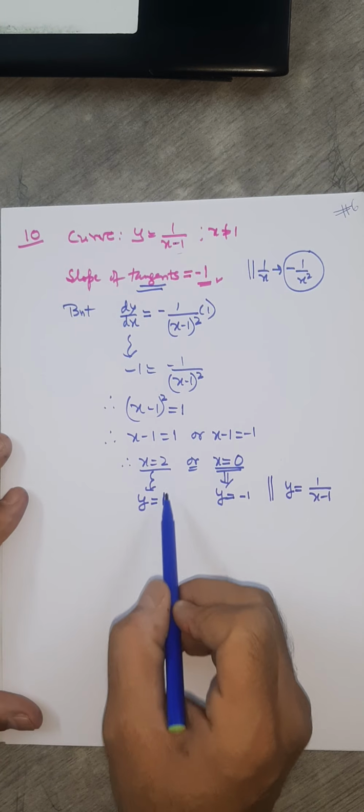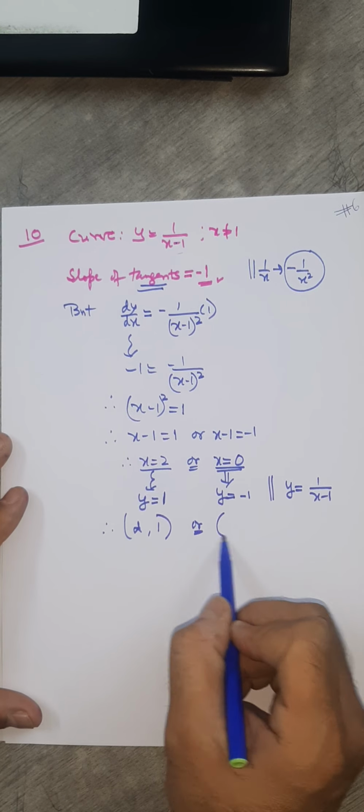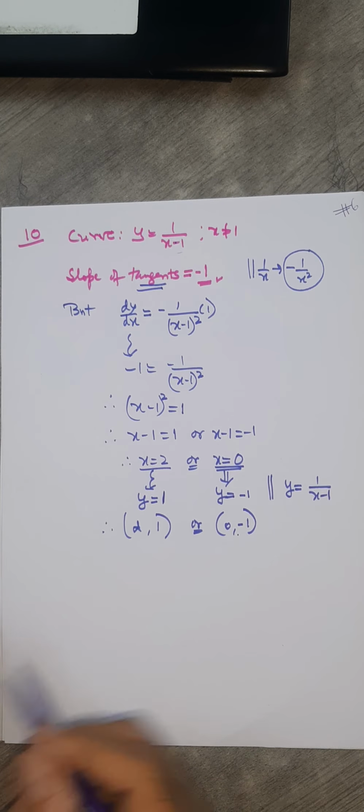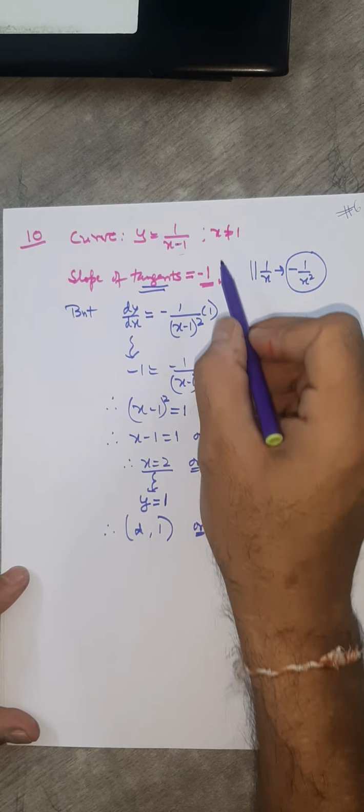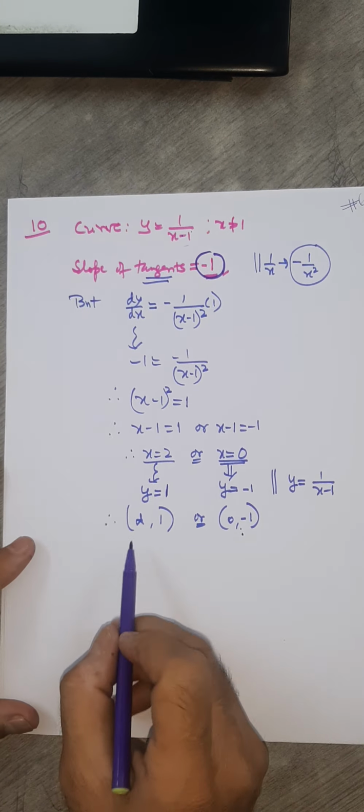So this is 2 comma 1. Here one point is 2 comma 1. The other point is 0 comma minus 1. These are indirectly the points of contact. At these 2 points, the tangents have the slope minus 1 to the above function. Got it? So now we write the equation.